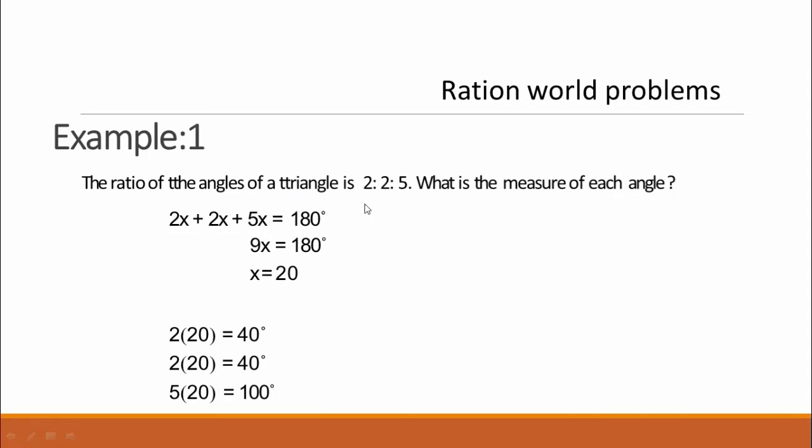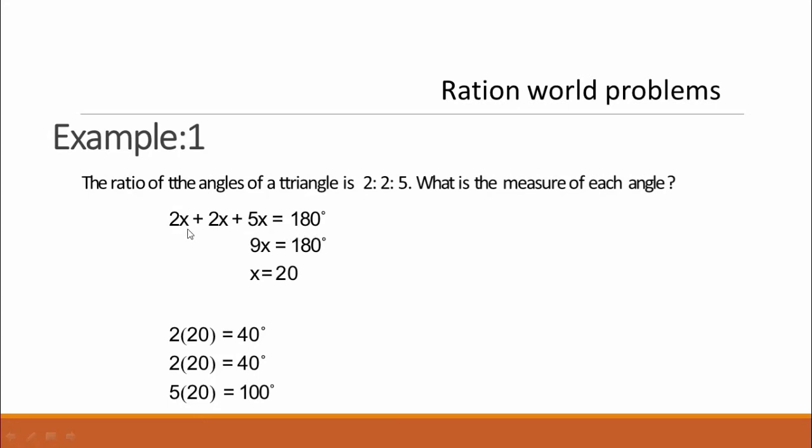Suppose in this example, the measure of one angle is x. Then the measure of the first angle will be 2x, the second angle will be 2x, and the third angle will be 5x. So the sum of the ratios is 2x plus 2x plus 5x, and this is equal to the total measure of the angles of the triangle, which is 180.